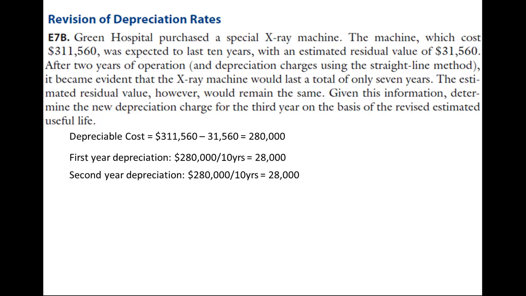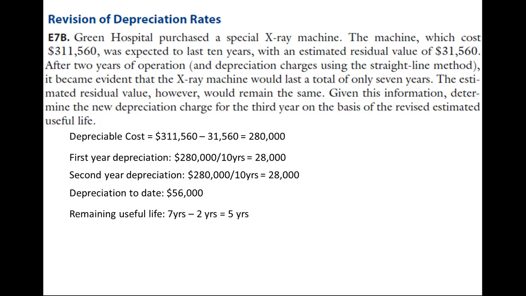Additionally, in year 2, we will depreciate $28,000. So at the end of the second year, we have depreciated a total of $56,000. That is the amount that is in our accumulated depreciation account, which again is our contra asset account. So now it is at the end of the second year that we realize that this machine is actually only going to last us a total of 7 years, not 10. So we need to make some adjustments.